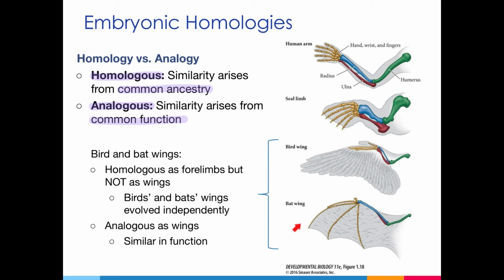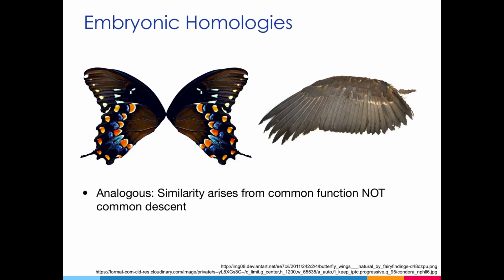Now, although a bat and a bird wings are analogous as wings, they are actually homologous as forelimbs because the structure of the vertebrate forelimb arose from a common tetrapod ancestor. To provide another example, the wing of a butterfly and the wing of a bird are analogous. The two share a common function, which is why they're both called wings. However, they did not arise from a common ancestral structure that became modified through evolution into bird wings and butterfly wings.